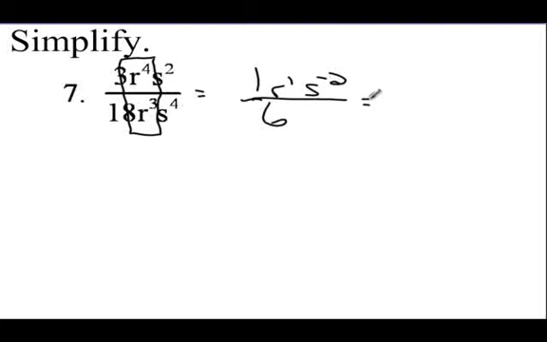Alright, there's a couple things we need to fix in here. Well, one in particular, I can't have a negative exponent. I don't really need to write this 1, so I just have r in the numerator over 6, and s squared, because it has a negative exponent, is going to move down and become positive.